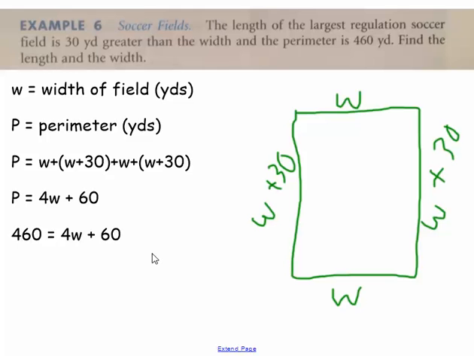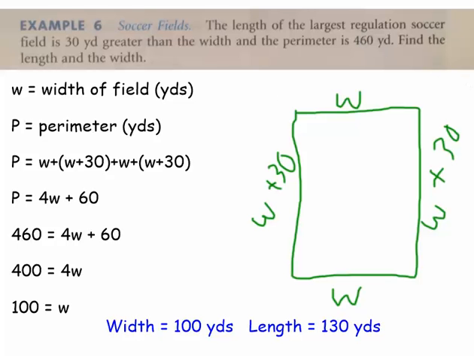So now we just have some algebra because we have an equation with one variable. I'm going to subtract 60 from both sides to get 400 equals 4w, then divide by 4. So we get w equals 100. That's going to be our width. Our length will be using this expression, w plus 30, which is 130. And now I can answer the question. The question was find the length and width. So now we know that the length is 130 and the width is 100.